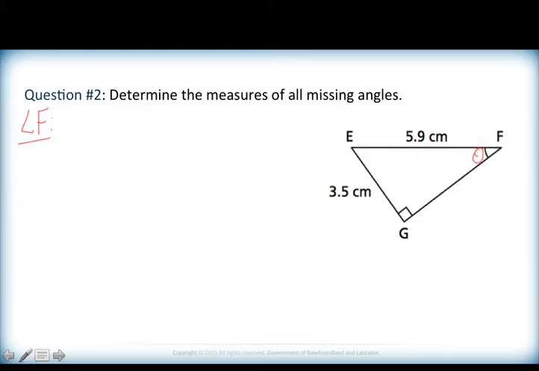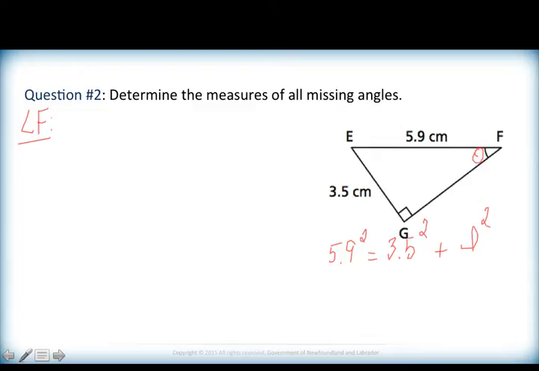So right now we can't use the tan ratio yet. We actually have to go and find our third side. So we're going to do that using our Pythagorean Theorem. So 5.9 squared equals 3.5 squared plus our other leg squared.